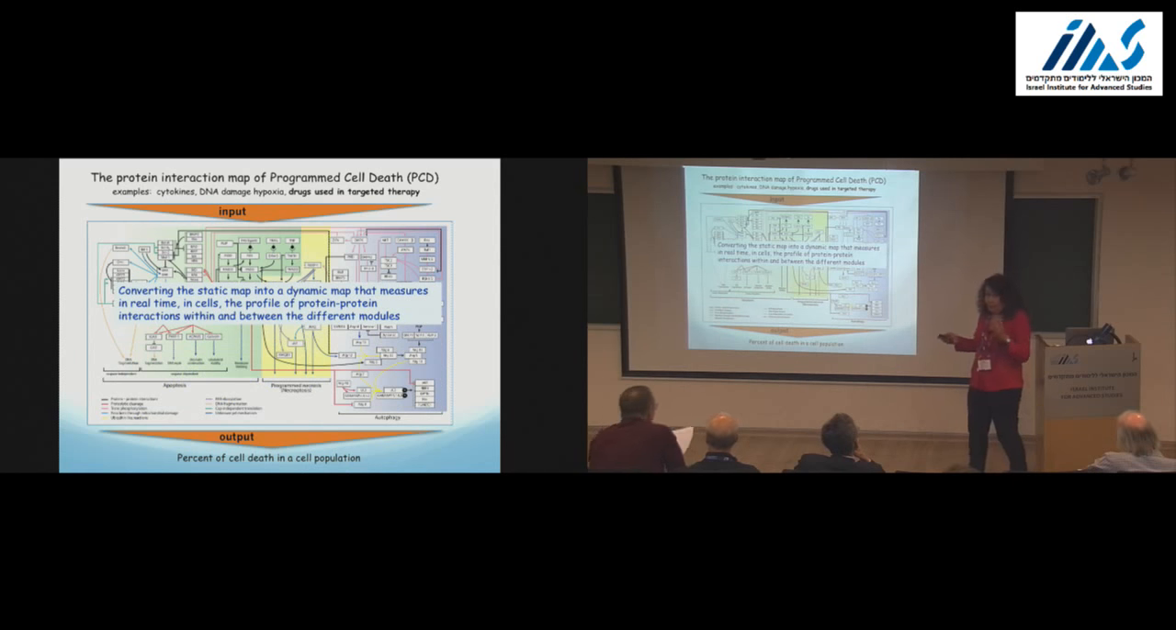So one of our aims was to convert this static map, taken from hundreds of publications, into a dynamic map that measures in real time in cells the profile of protein-to-protein interaction in response to stimulus. Can we do that? Looking at those 100 genes that participate in apoptosis, necrosis, and autophagy.